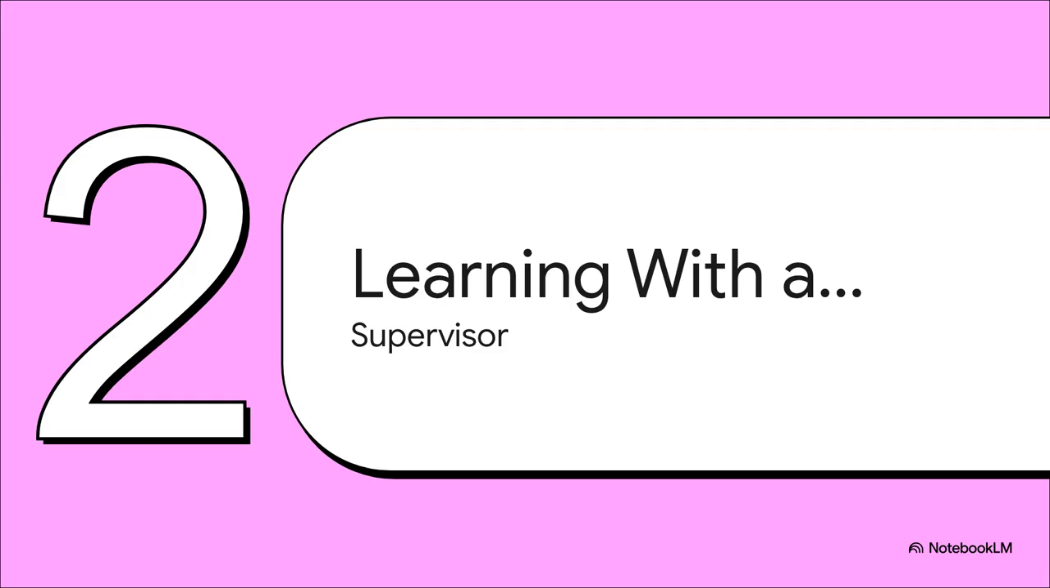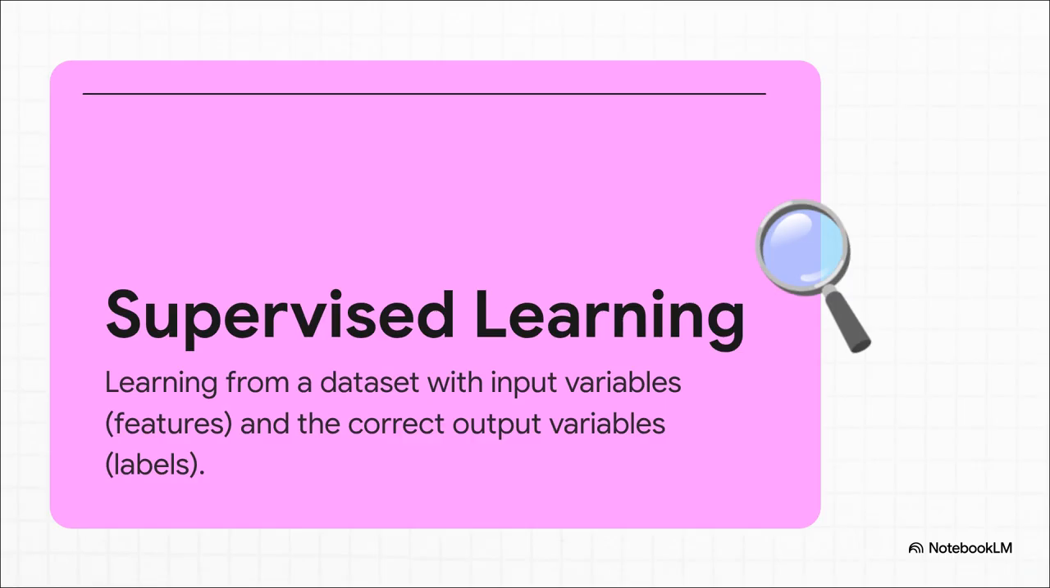So, Section 2, learning with a supervisor. And this is where our map hits its first big fork in the road. The first major question we have to ask ourselves is, do we have an answer key for our data? So in supervised learning, our data is labeled. What does that mean? It means for every single example we give the computer, we also give it the correct answer. So for our house price problem, we'd have a data set with features like square footage, number of bedrooms, and for each house, we'd also have its actual final sales price. That's the label. We're literally supervising the computer by showing it what the right answers are supposed to look like.